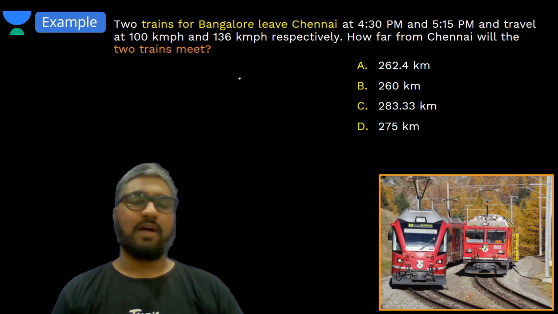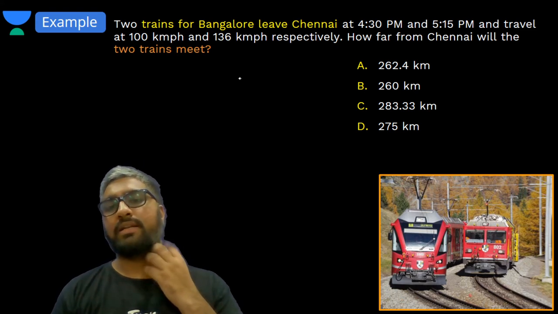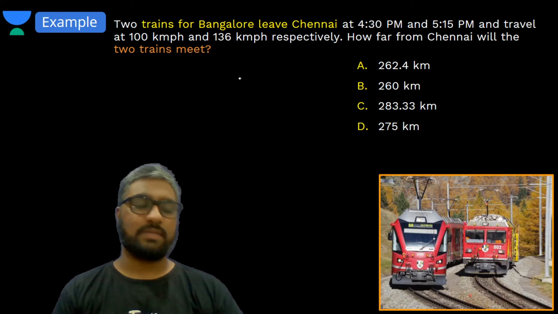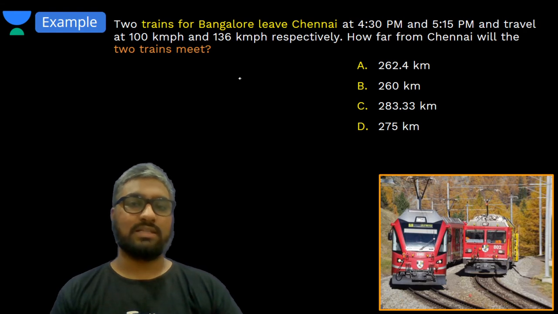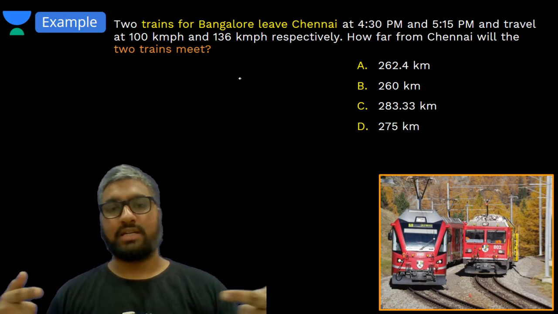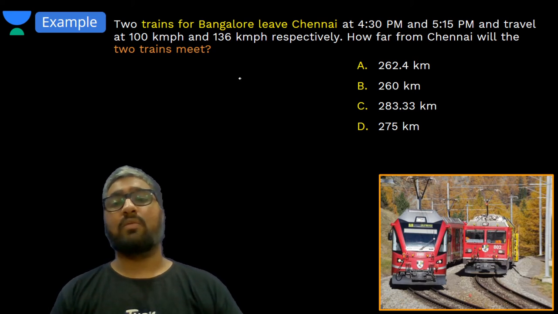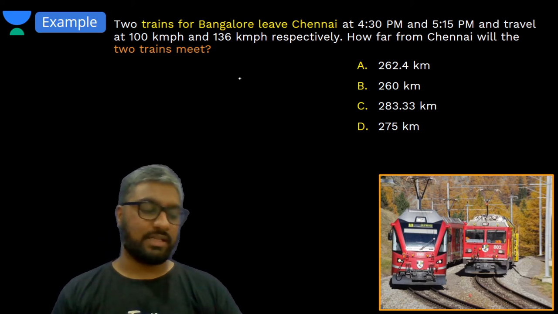Yes, how far from Chennai, which is a question similar to the previous one, right? Just that there is a small difference. What's the difference? They are no longer traveling opposite to each other. They're not trying to meet each other somewhere in the middle. Instead, one train is trying to chase the other train.